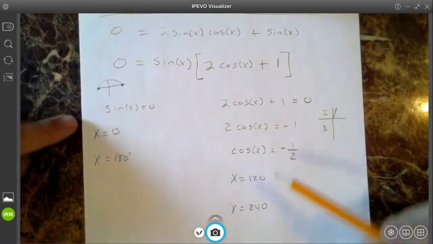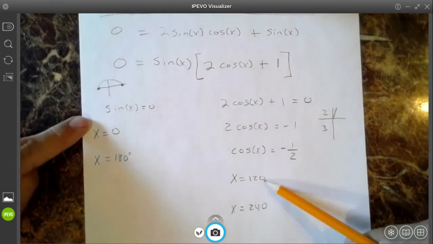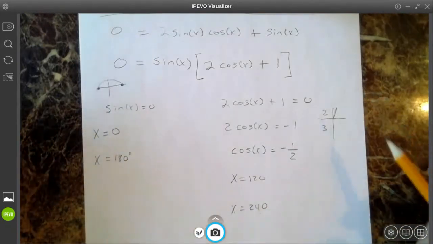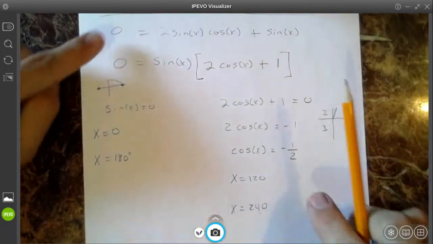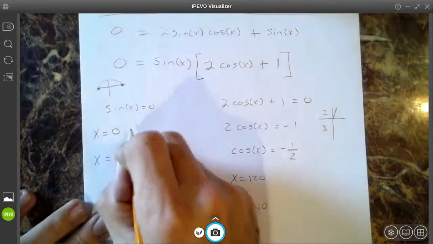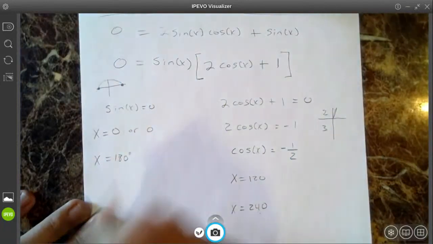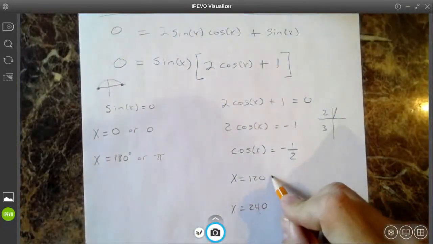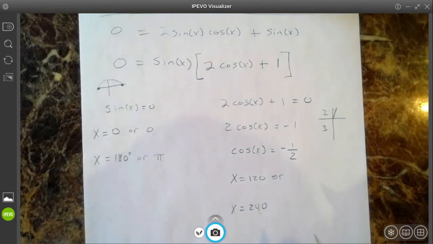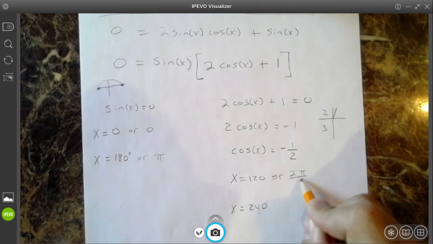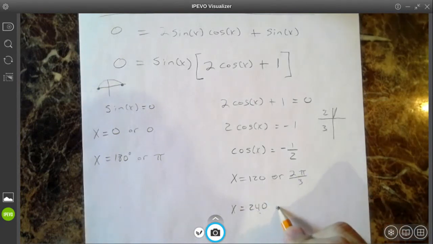So these are my four angles between 0 and 360, or 0 and 2 pi, that will satisfy this original equation, right? And in radian form, it's still 0 for this one. This one would be pi. 120, that feels like about 2 pi over 3, but that's right. And then 240 would be 4 pi over 3.